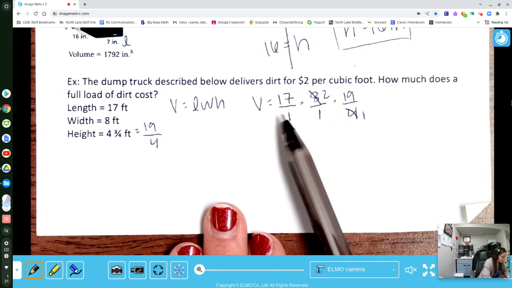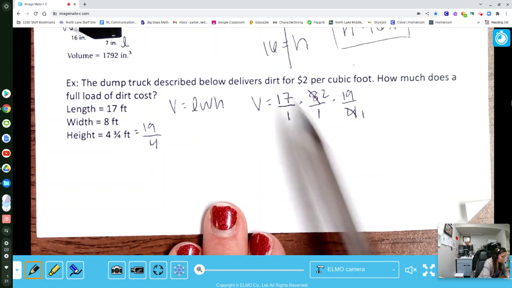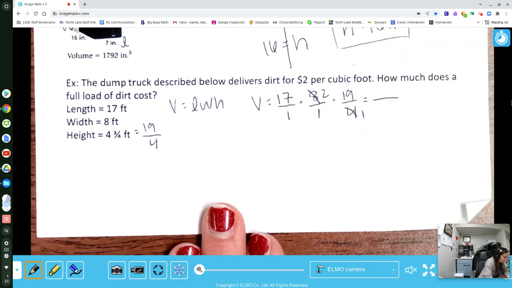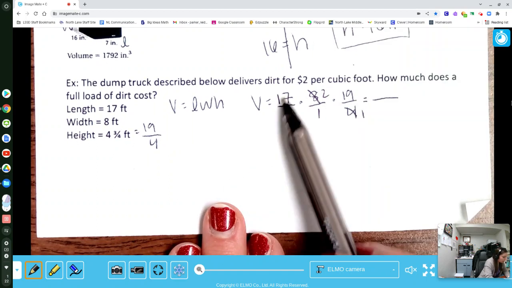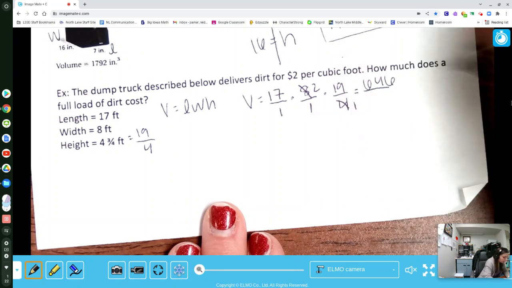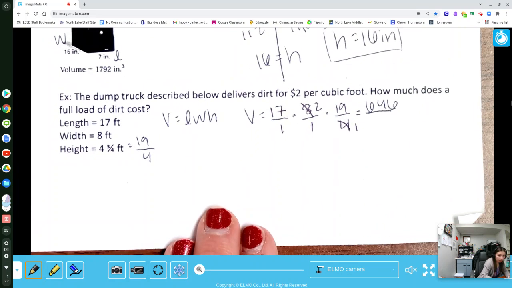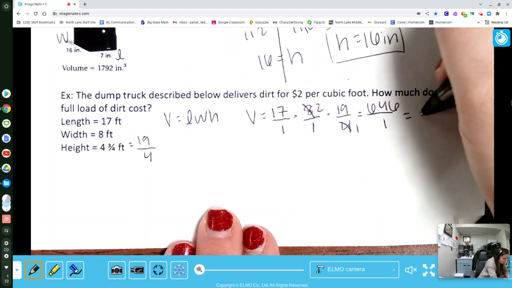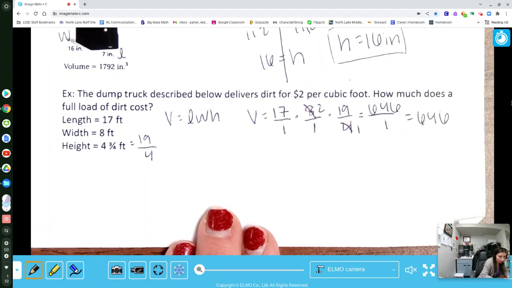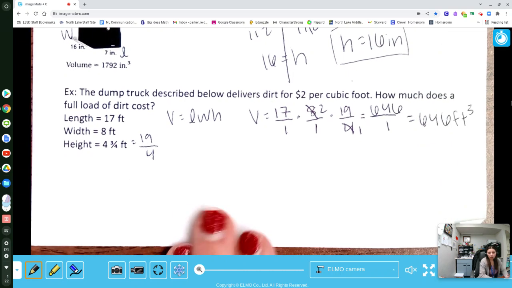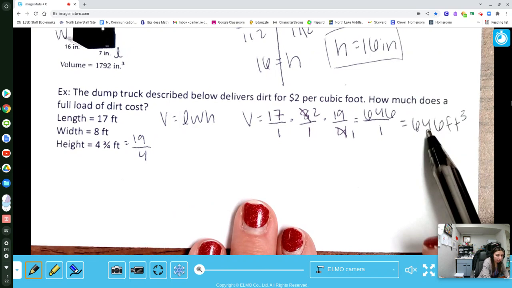And then lastly, let's look at the first and last fraction. Nothing for 17 and 1, nothing for 19 and 1. So I'm ready to multiply straight across. If I take my calculator and do 17 times 2 times 19, I end up with 646. And if I do 1 times 1 times 1, I get 1. 646 over 1 is really just 646. Again, don't forget to label it with your units, feet cubed. So this is the volume of the dump truck. This is how many cubic feet of dirt will fit in the dump truck.